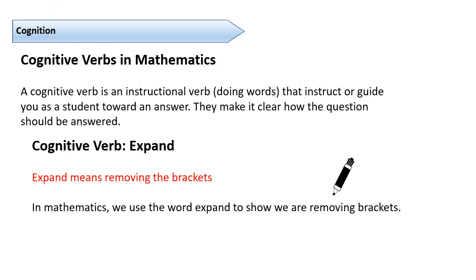Okay, so really quickly, just having a look at a new cognitive verb today. Cognitive verbs in maths are instructional verbs. Verbs, of course, being doing words, and they instruct or guide you as a student towards a specific type of answer. So they make it clear how the question should be answered and what sort of answer you should be giving. The new one that we're looking at today is, of course, expand, written here.